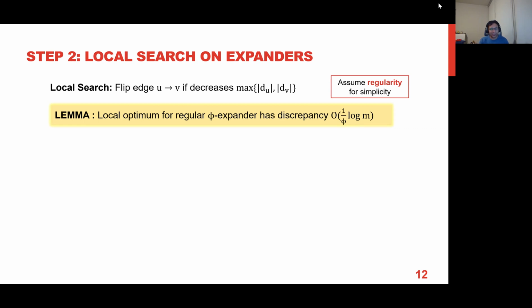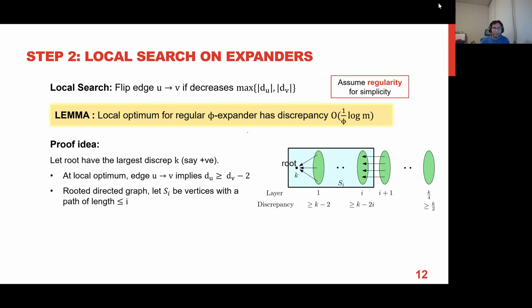Right now the original graph is regular, but these results also extend to nearly regular graphs, which you can find in the paper. So the proof idea is the following: consider a local optimum and look at the vertex, which I call the root, which has the highest magnitude discrepancy, k. The claim is that because you are at a local optimum, all its neighbors, in particular the vertices which send an edge to this vertex, should also have a relatively large discrepancy, at least k-2, otherwise you would have flipped this edge.